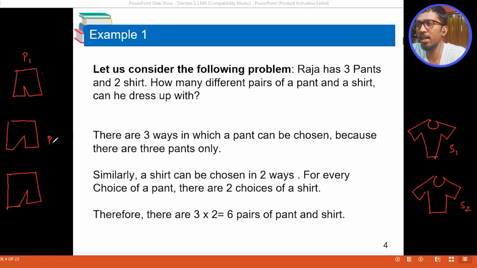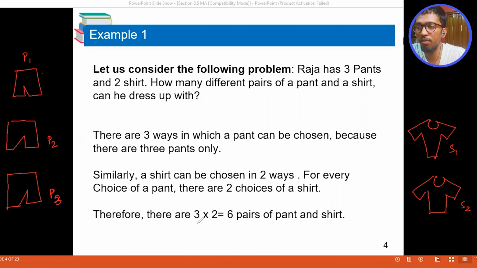With pant 2, I can pair up P2 S1 and P2 S2. There will be 2 pairs for every pant, as we are saying: for every choice of a pant there will be 2 choices of shirt. For P1 there will be 2 choices of shirt, S1 or S2. For P2 also 2 choices, S1 and S2. If I choose P3, then there are 2 choices for shirt, S1 and S2.